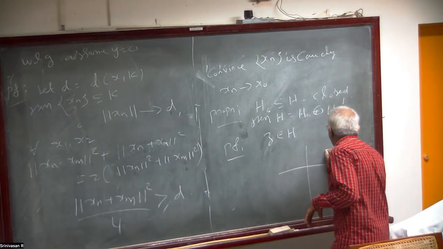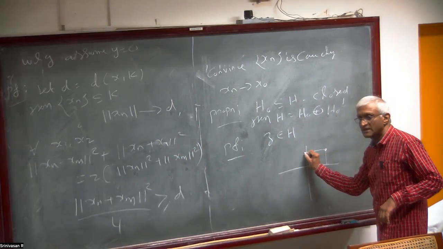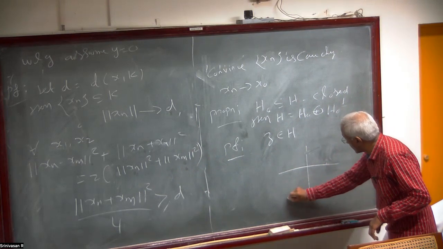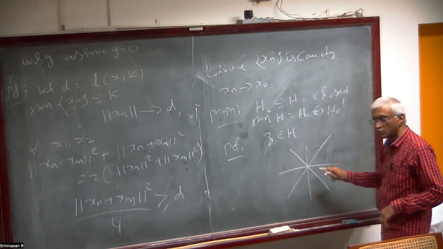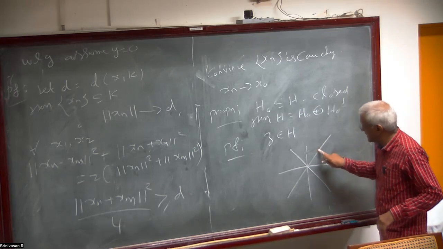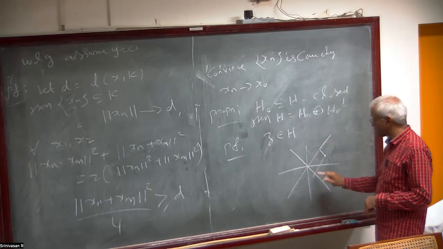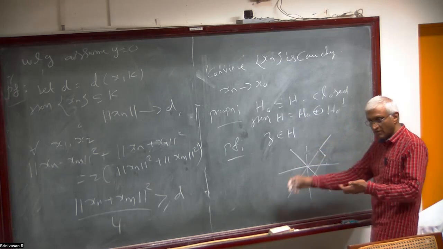If you have some element here, how do you orthogonally decompose? You take the nearest element here, you take the nearest element there. Or in fact, if you want to decompose with respect to two orthogonal subspaces, if you have something, you will take the nearest element here, and you take the nearest element there. If you take the sum of those two, you will get this, right? So that's what we are doing.